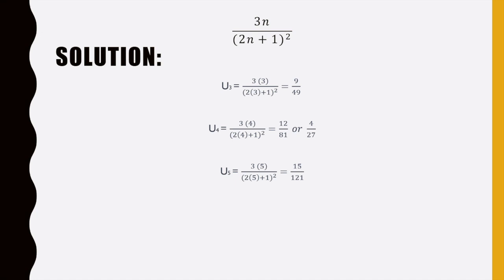For the n plus first term, we now let n equal to n plus 1, which then gives us 3 times (n plus 1) over (2 times (n plus 1) plus 1) squared, which equals 3 times (n plus 1) over (2n plus 3) squared. We then simplify to 3(n plus 1) over 4n squared plus 12n plus 9.